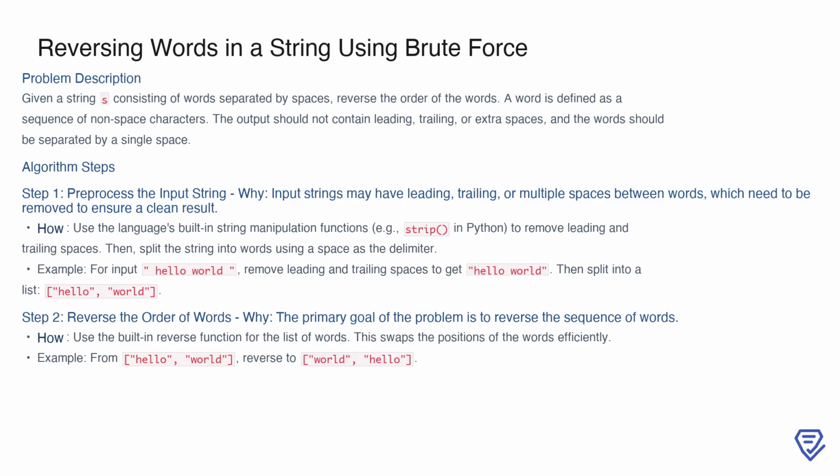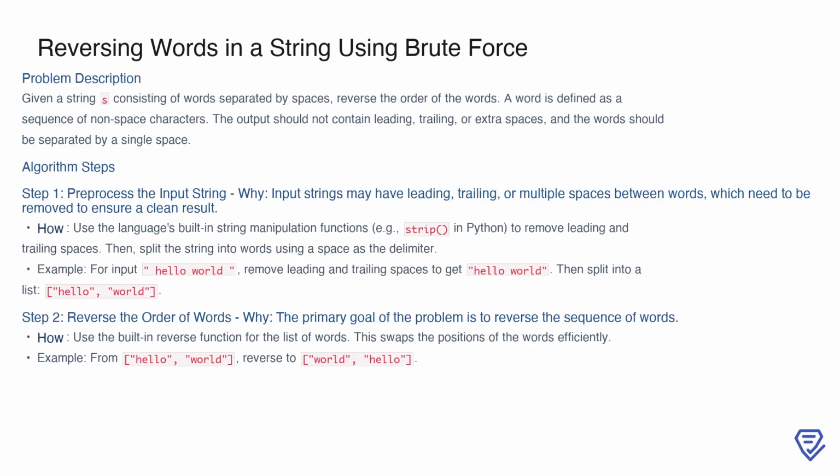To do this, we can use built-in string manipulation functions like strip to remove unnecessary spaces from the beginning and end of the string. Once the string is cleaned, we split it into individual words using a space as the delimiter. For example, if the input is "  hello   world  ", removing the extra spaces gives us "hello   world", and splitting it results in a list of words, ["hello", "world"].